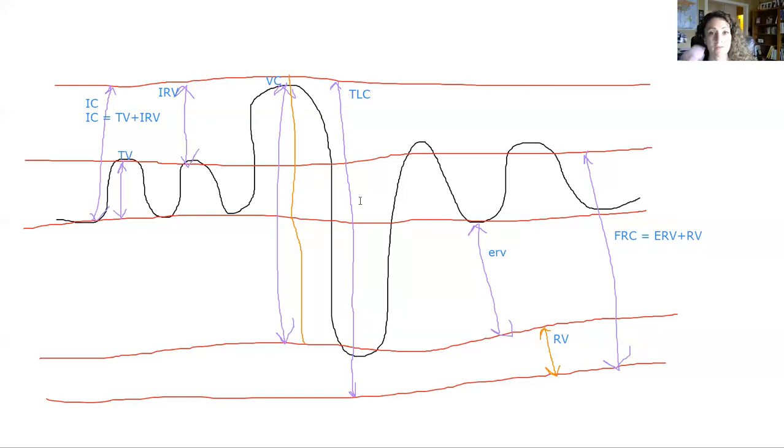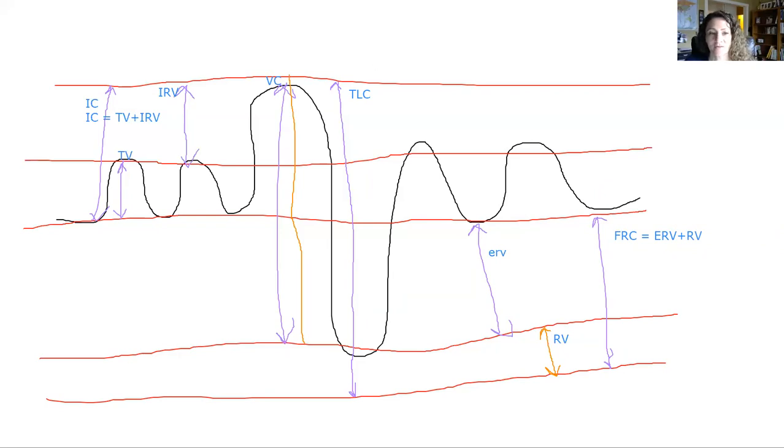Okay, any questions on anything with the lung volumes? Professor, I think you overdrew the FRC. Oh, I did, you're right. Thank you. That would be here. Was that Marcia? Yes. Thank you, Marcia. Okay, better.